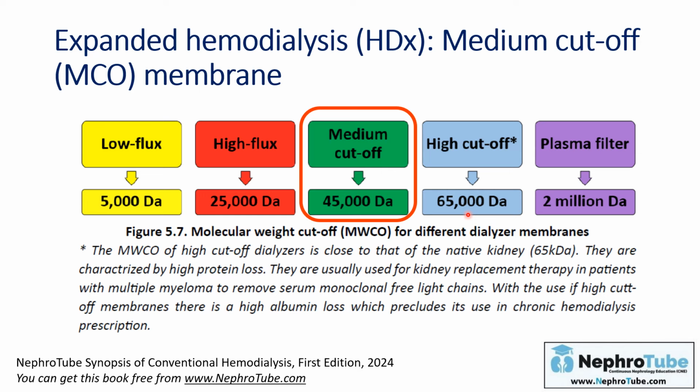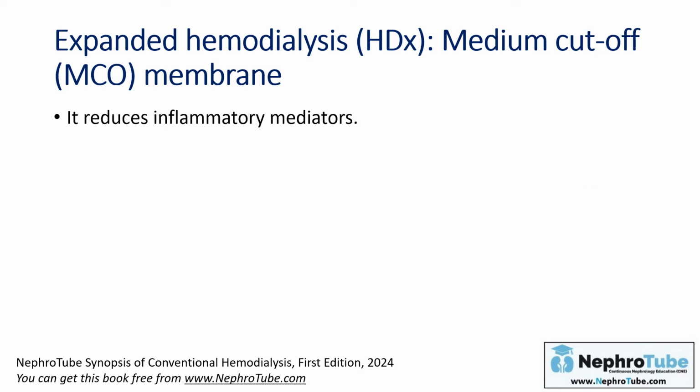That's why they invented the medium cutoff dialyzer with a molecular weight cutoff of 45,000, to be higher than high flux, but lower than the high cutoff dialyzers, and to be used during routine, conventional hemodialysis. And they named the dialysis using medium cutoff dialyzers expanded hemodialysis.